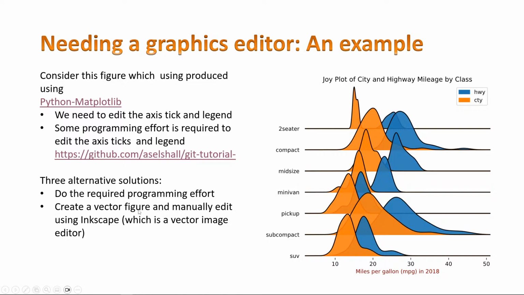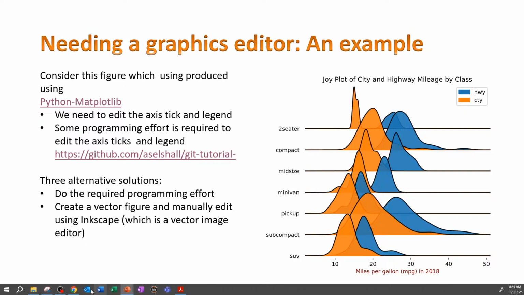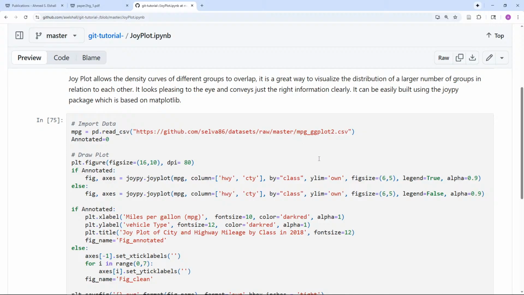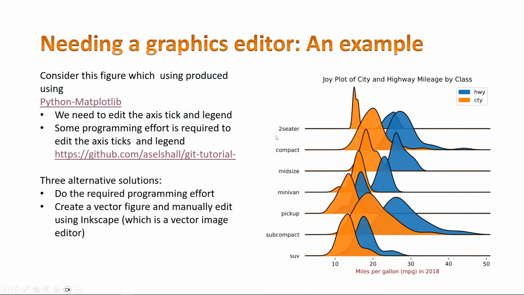Another way is to create a vector figure and manually edit it using Inkscape, which is a vector image editor. When I do this, I could create this figure with Python and save it as a vector image. Then I go to vector software like Inkscape and edit it there. If this is a vector image, this means that the text is something I can edit. I can change this text, I can make this capital. I can change the font size because this is vector. Remember, vector means that this will be separate, this will be separate, this will be separate.